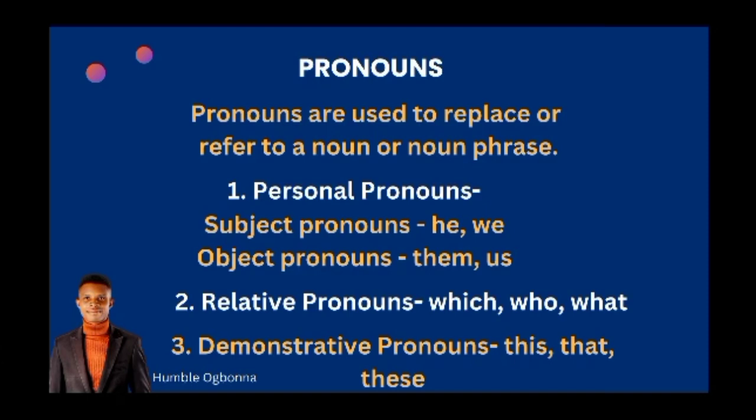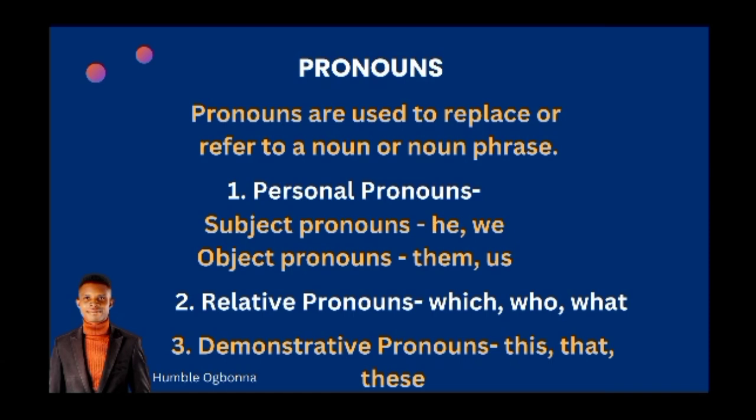Them, us. For example, he looked at us. He is the subject pronoun. It is performing the action. Looked is the action. Us is the object pronoun because the action has been performed on us. He looked at us. So these are examples of personal pronouns.